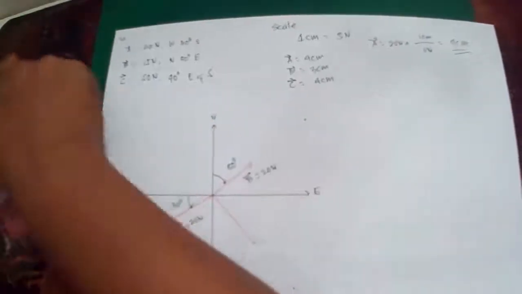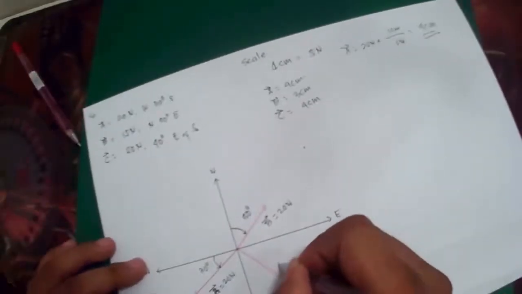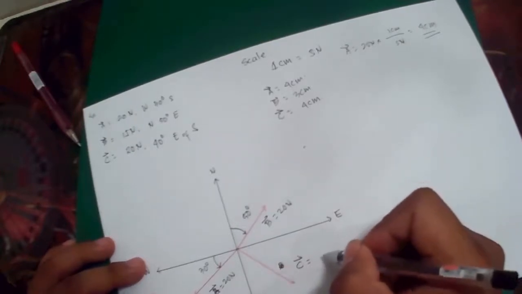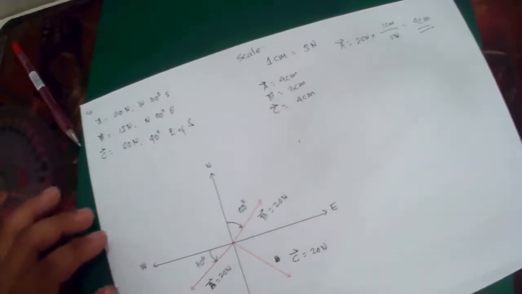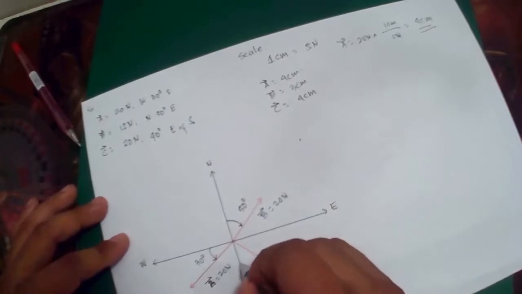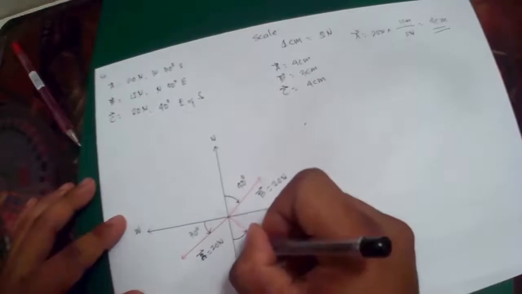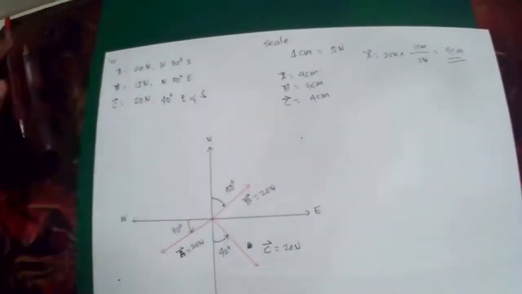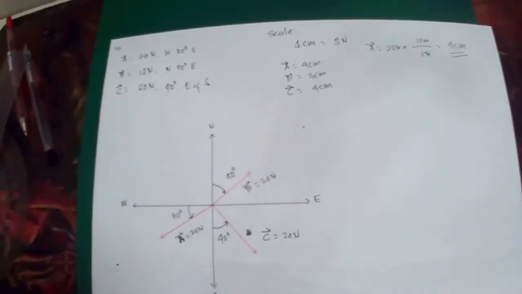This is now our vector C, which is 20 newtons. So the reference point now is south. So the arrow is from south to east. The angle here is 40 degrees. So this is now the graphical presentation of this vector. So you can pause this video and copy this one.